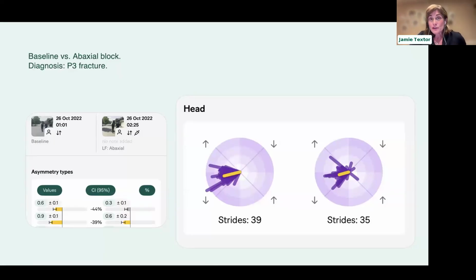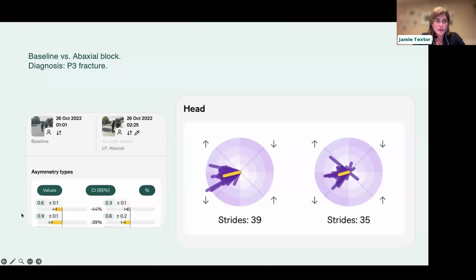I mentioned to you that we know the story on this guy, right? So I can tell you that the diagnosis was he had a P3 fracture. Okay, so that was found out after this blocking and so forth. And yet he blocked to an abaxial, but not super convincingly, at least not on this particular day. Let's see what the percentage was.